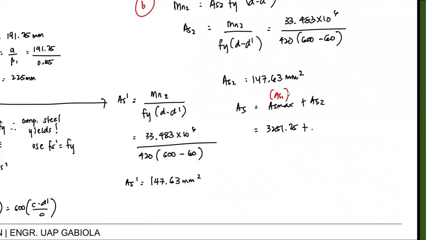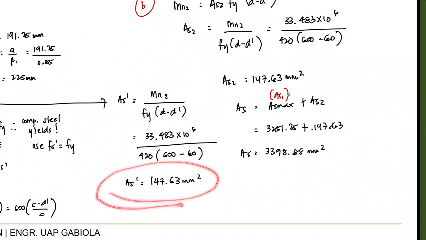3251.25 plus 147.63. So AS is 3398.88 mm squared for our tensile reinforcement. So this is our answer now.